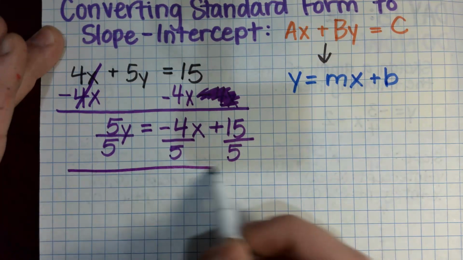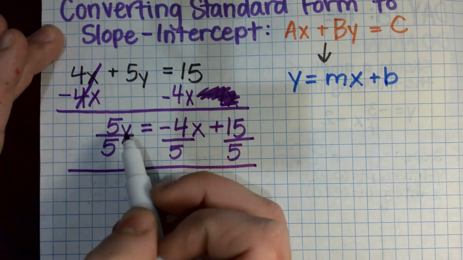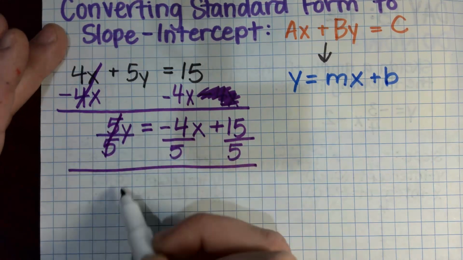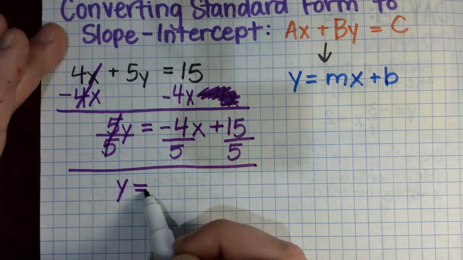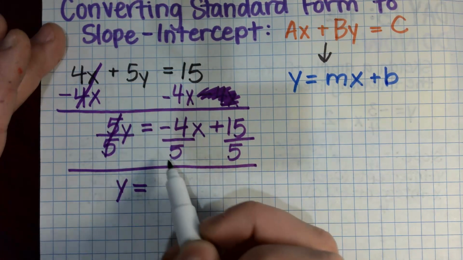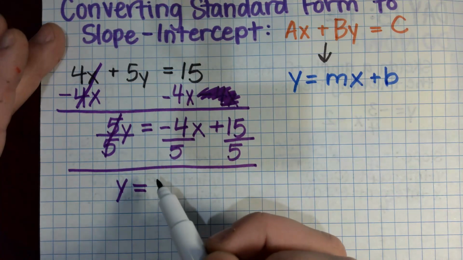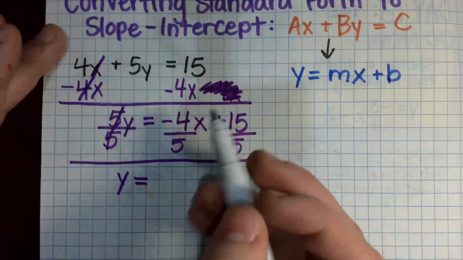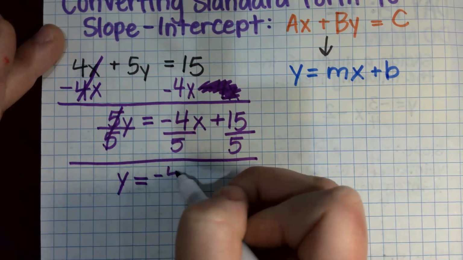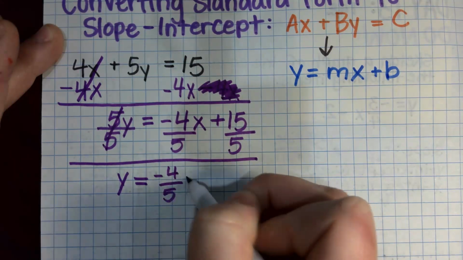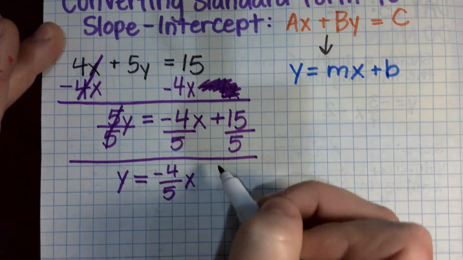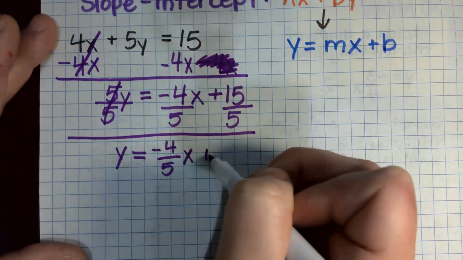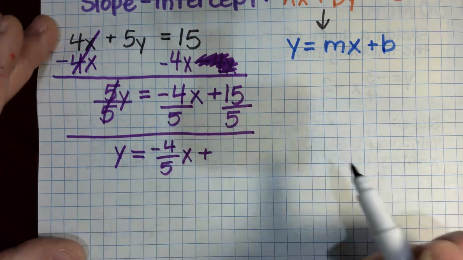So what happens to my 5s? Those cancel. So we've got y equals. We're going to keep this as a fraction because slope is easier to read as a fraction anyway. So we're going to keep negative 4/5 x, drop down our plus, and what's 15 divided by 5?